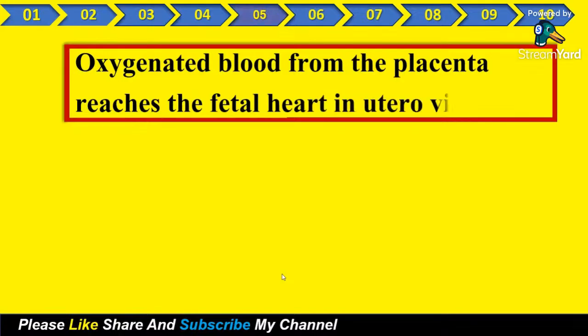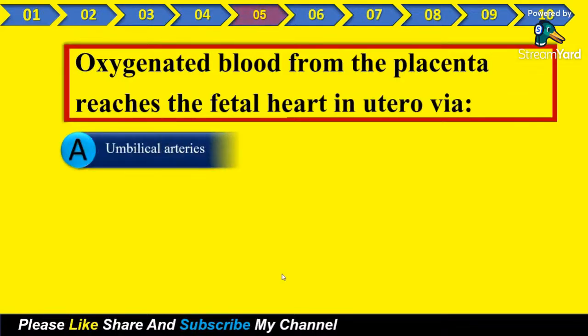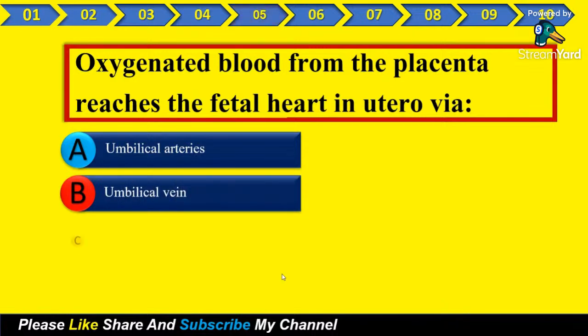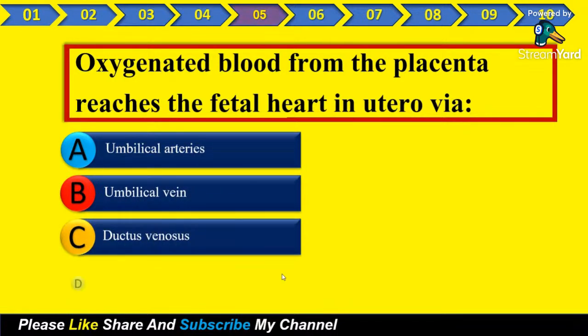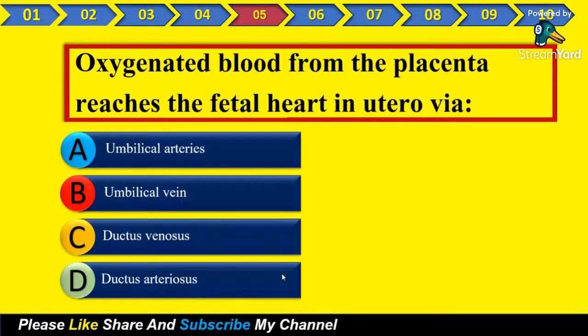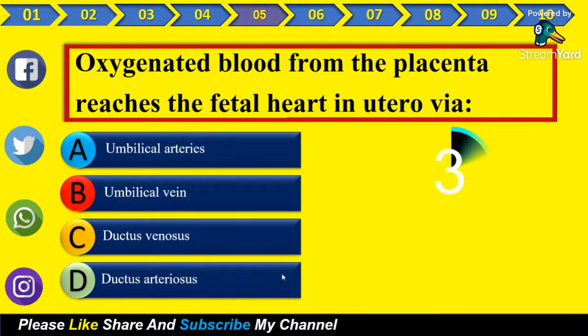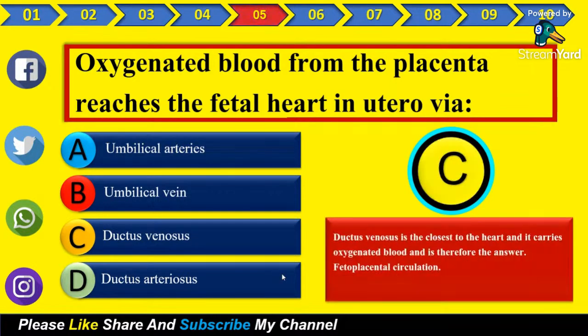Oxygenated blood from the placenta reaches the fetal heart in utero via A. Umbilical artery, B. Umbilical vein, C. Ductus venosus, D. Ductus arteriosus. The correct option here appears to be ductus venosus. So the correct option here is C. This ductus venosus is closest to the heart and it carries oxygenated blood, and therefore the answer. So the correct option here is ductus venosus.